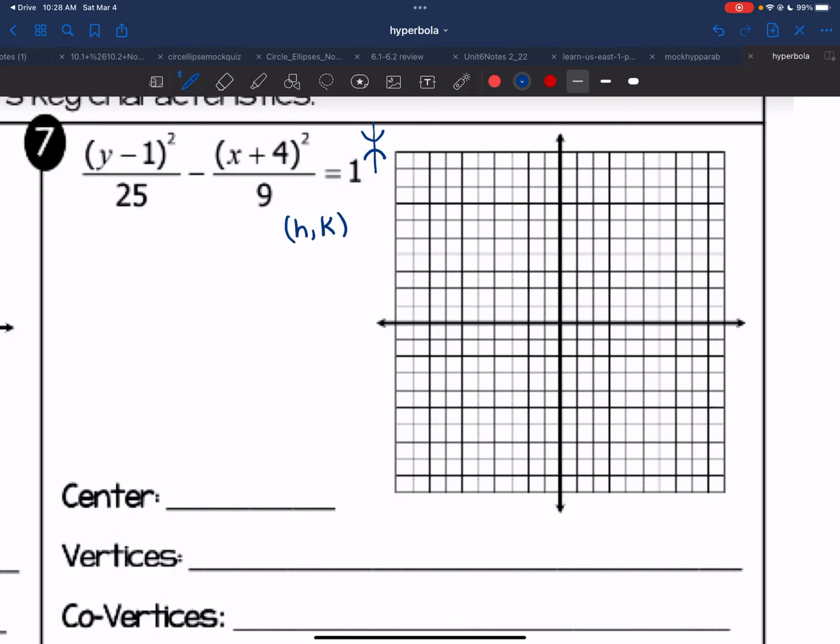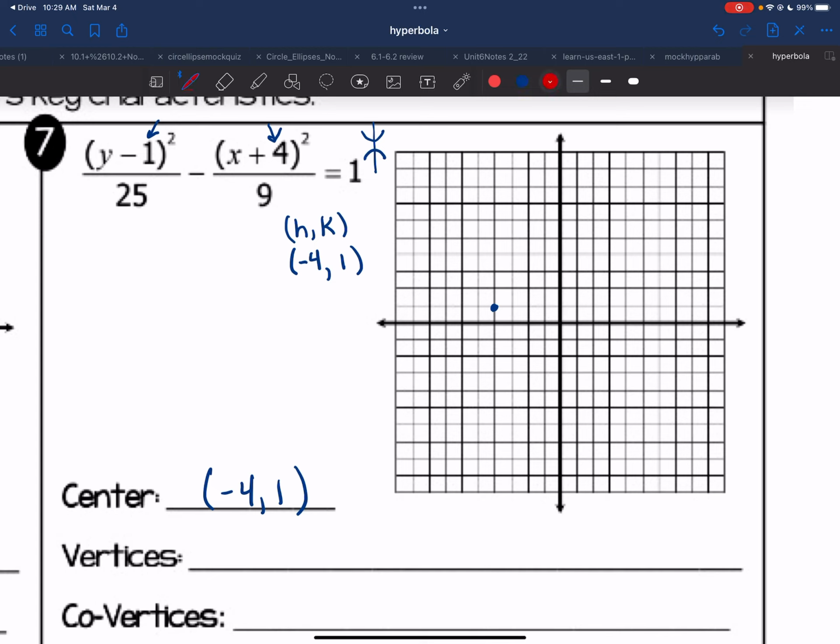All right, let's take a look at what h and k are. hk is my center, and so h is related to my x value, and k is related to my y value. So I know y is -1, which means 1 for my k. X is +4, which means -4. So -4, 1 is going to be my center here.